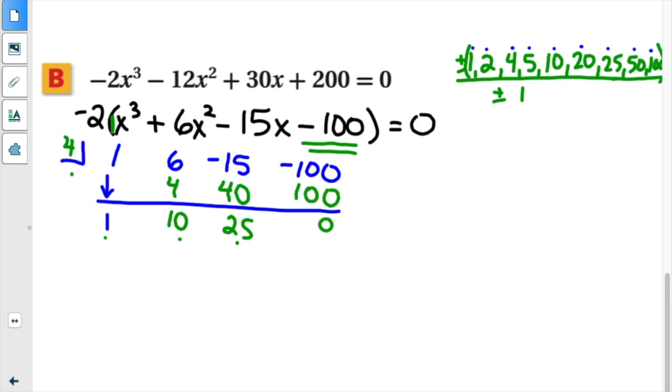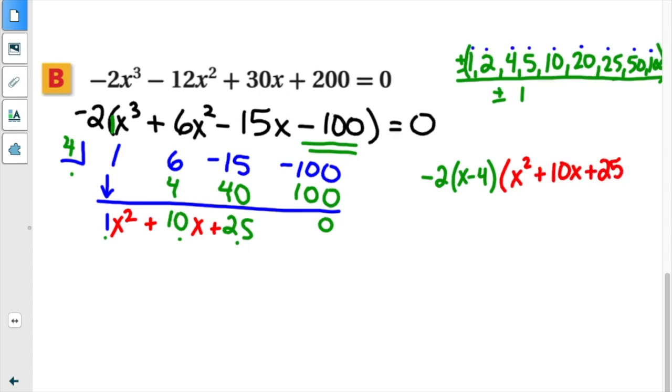So that is a factor, positive 4. So the way that's written is x minus 4. That's part of the factoring. Don't forget, we also had that minus 2 out there. So we got to see what else is left here. So it was x to the third. Now this would be 1x squared plus 10x plus 25. So let's write that. 1x squared plus 10x plus 25.